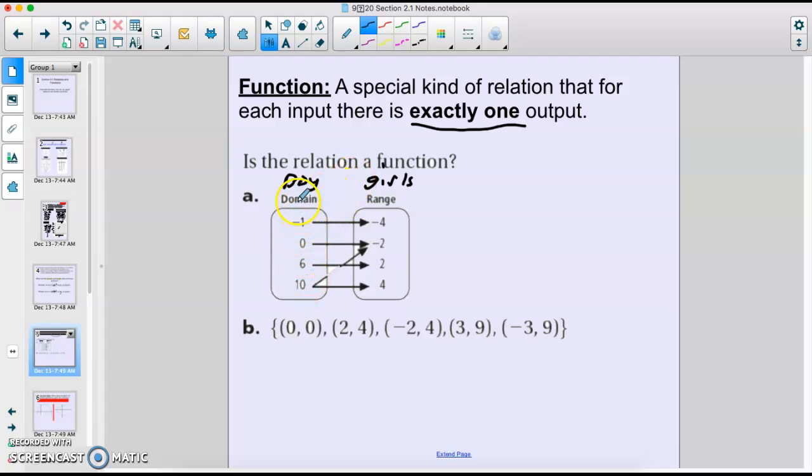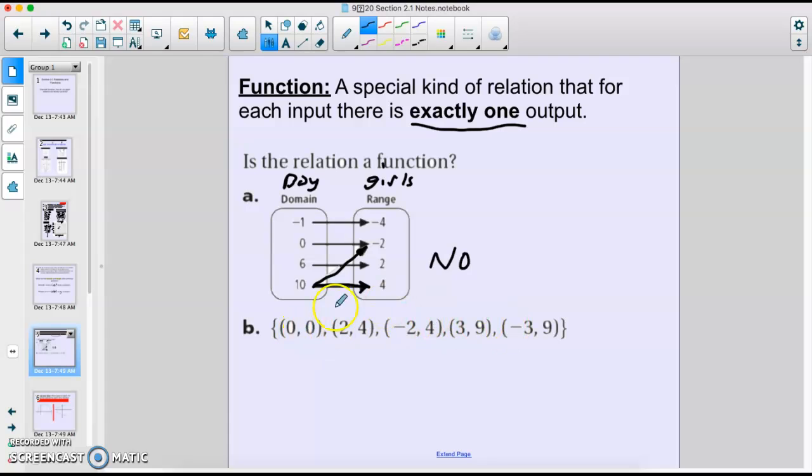So is this relation a function? Our answer is no. Why not? Well, you see 10 here. 10 is taking two girls to the dance. 10 results in -2 and 4. In a function, you can only have one. It can't go to two things.